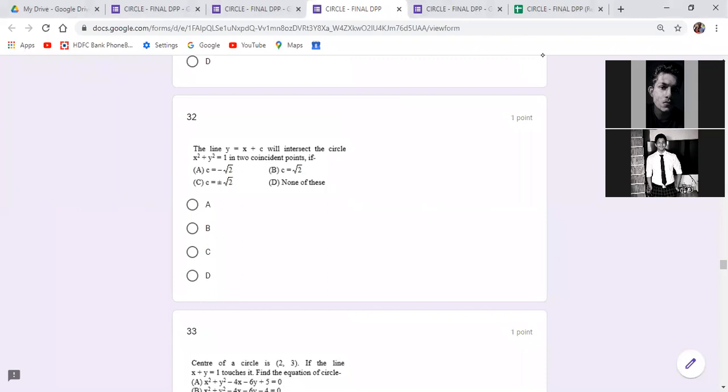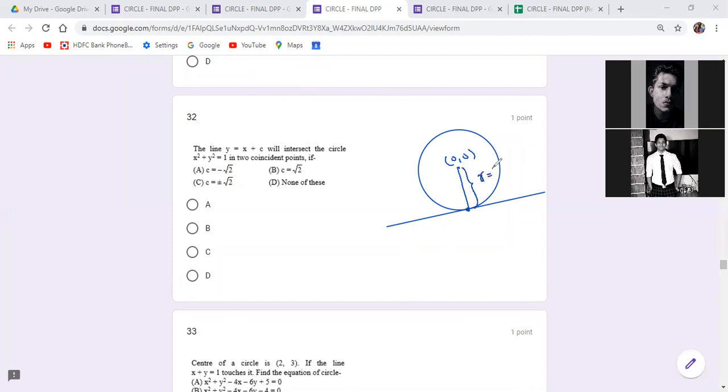Same thing. If the line is intersecting the circle, the distance from the center is less than the radius. If the line y equals x plus c intersects the circle at 2 coincident points, that means the line is a tangent. When does a line intersect at coincident points? When it is a tangent. So if it is a tangent, what can you say? The distance from the center to the tangent is equal to the radius.